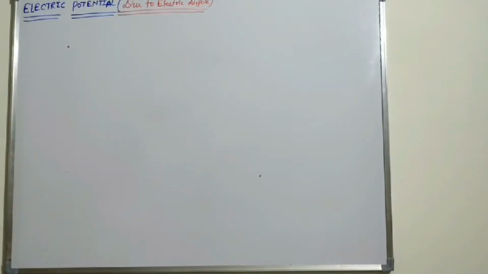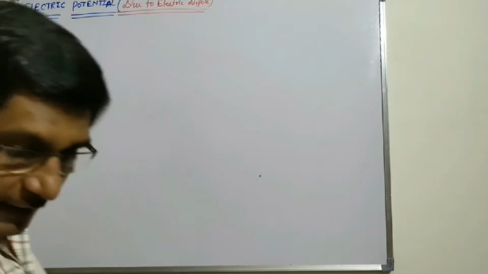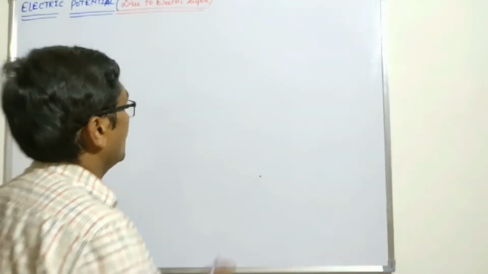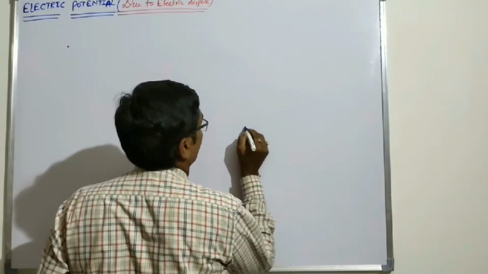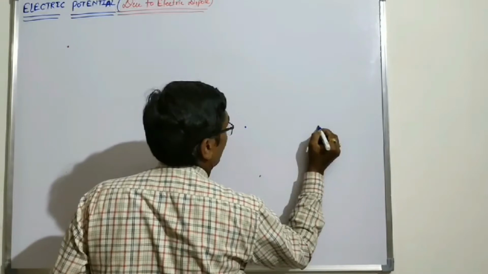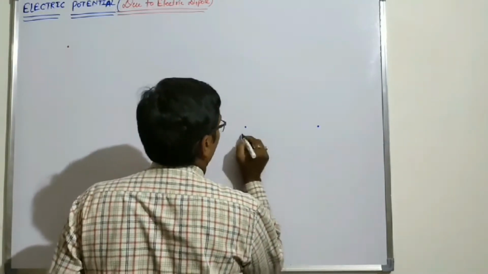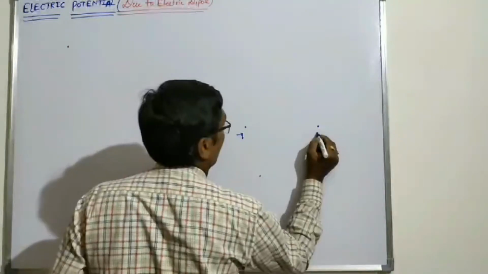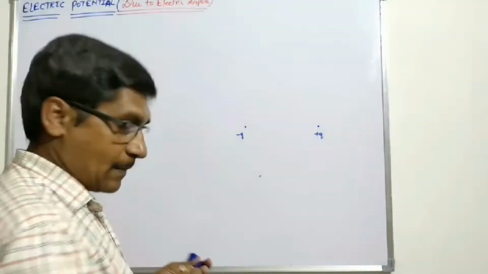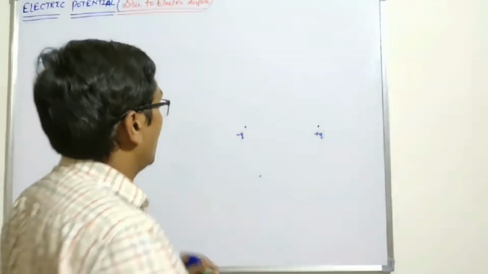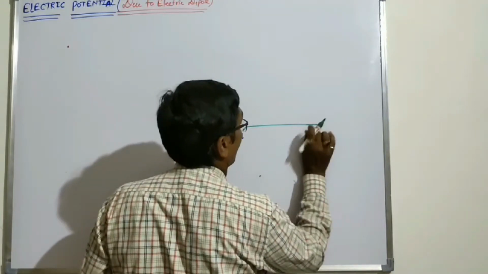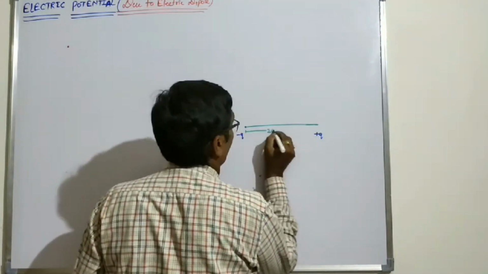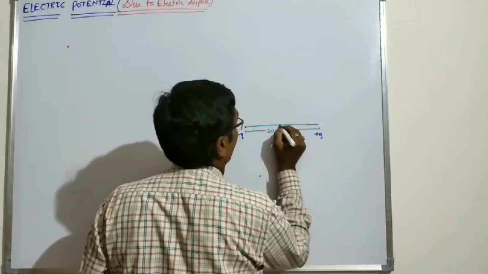Electric potential due to electric dipole. So we can start. We draw a figure. Suppose it is an electric dipole. This is minus Q charge and this is plus Q charge. And the separation between them is A. This is the just middle point.